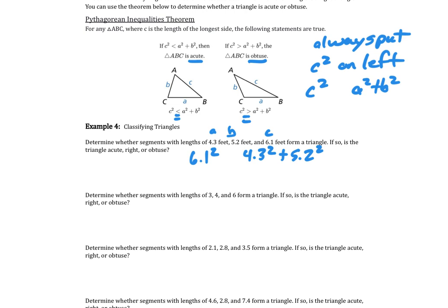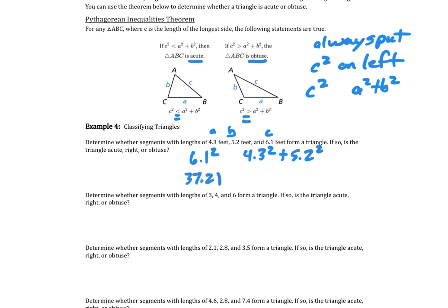The a and the b, remember those are interchangeable, but I'm just going to list them in order, a, b, and c. And I'm going to just punch this into my calculator. I don't expect you to do 6.1 squared in your head, right? So 6.1 squared, what do we get? Okay, good.